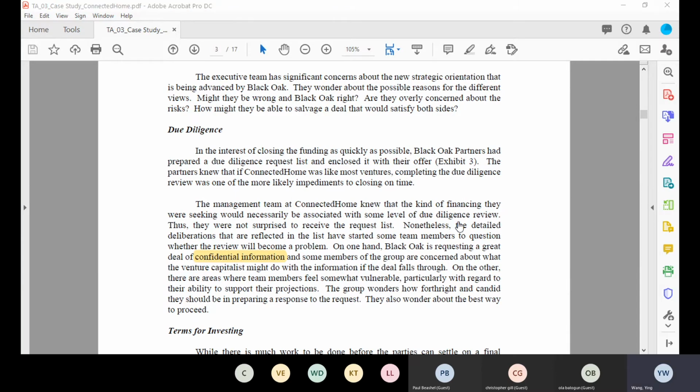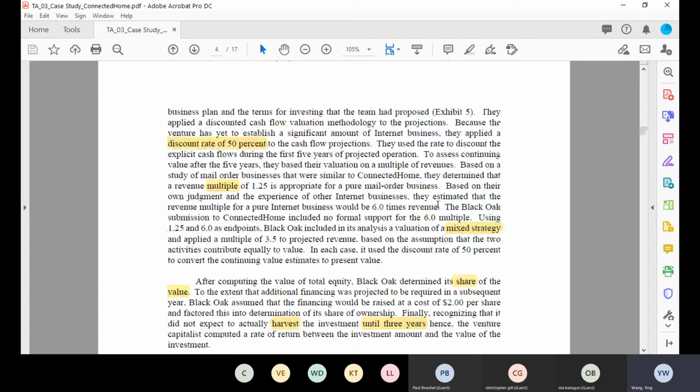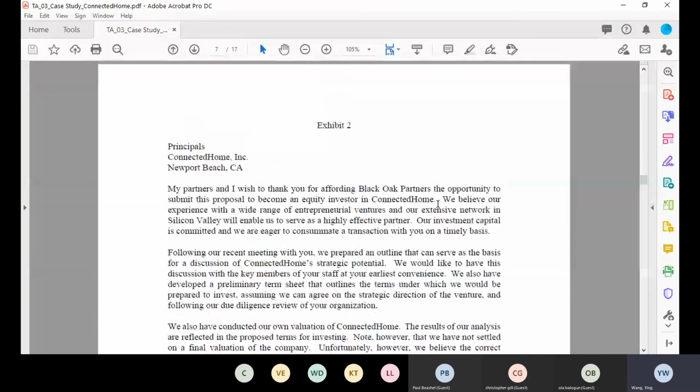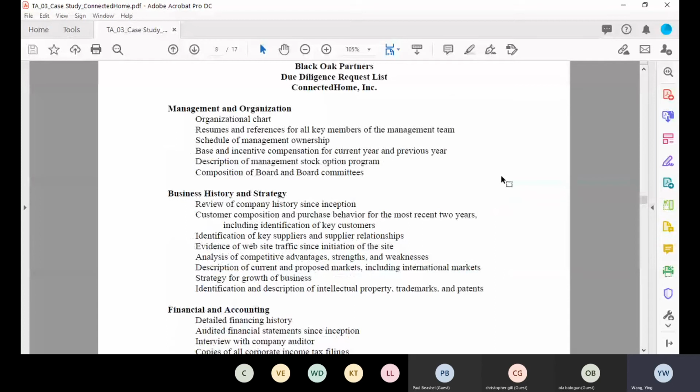They have concern, right? They have concern about the confidential information. So let's have a quick look at the due diligence requirement. What they require, they want to know more about management and organization: the organizational chart, corporate governance, management stock option program, composition of board and the board committees.